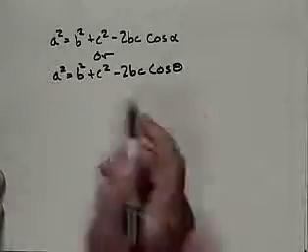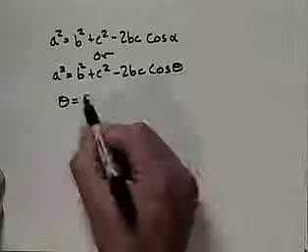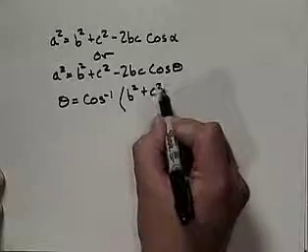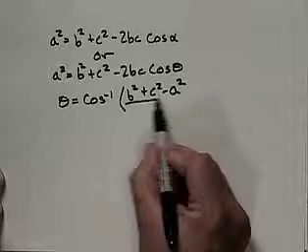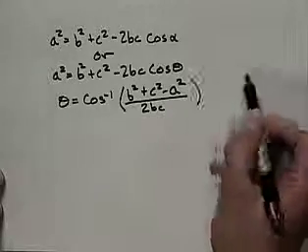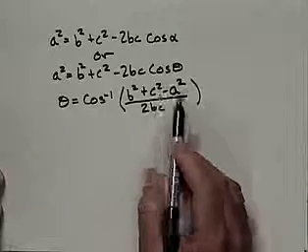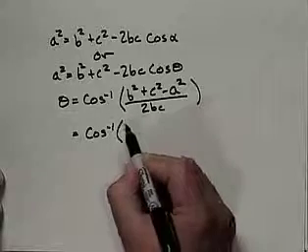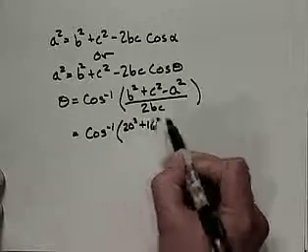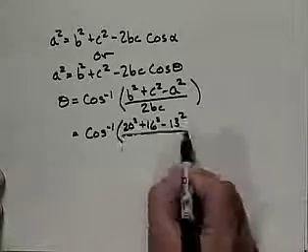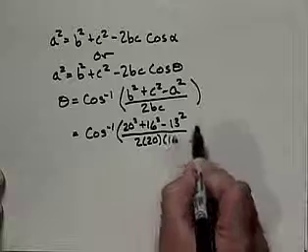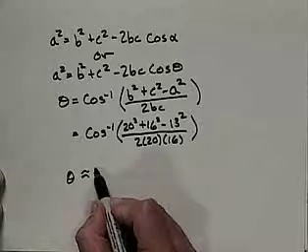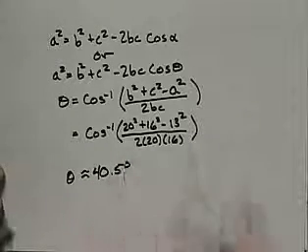Now, if we solve this equation for theta, we get theta is equal to the inverse cosine of b squared plus c squared minus a squared, all divided by 2bc. Now, if we substitute the values we were given for b, c, and a, we end up with the inverse cosine of 20 squared plus 16 squared minus 13 squared, all divided by 2 times 20 times 16. And evaluating this on our calculator, we find theta is approximately equal to 40.5 degrees.